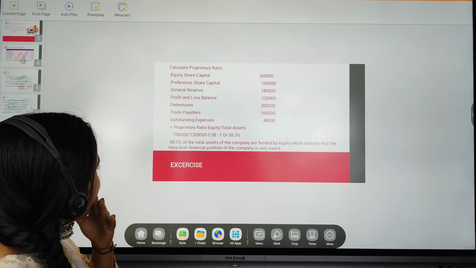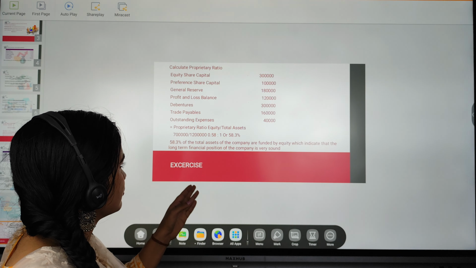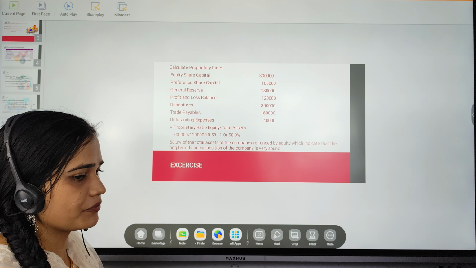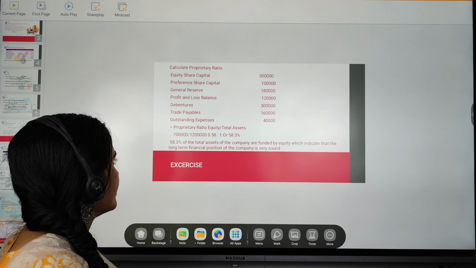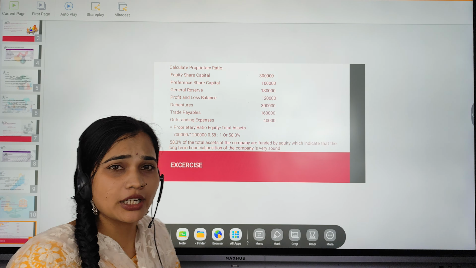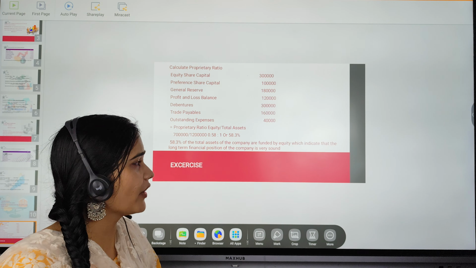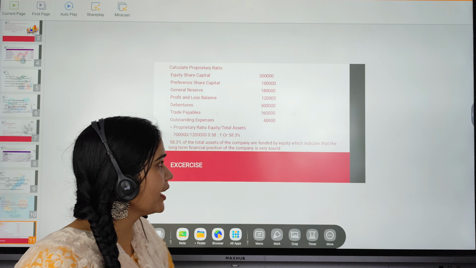So that is 7 lakh upon 12 lakh. It will be 0.58:1, or we can say 58.3%. The 58.3% of the total asset of the company are funded by equity, which indicates that the long-term financial position of the company is very sound.